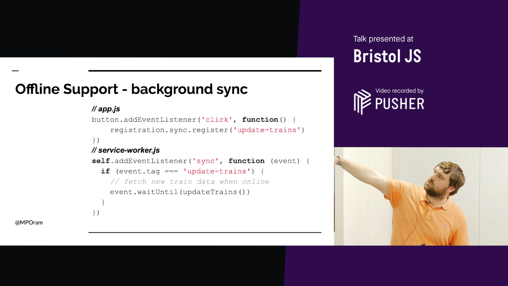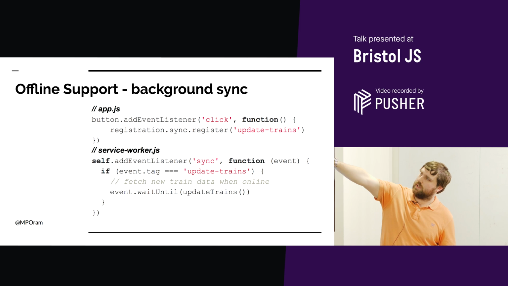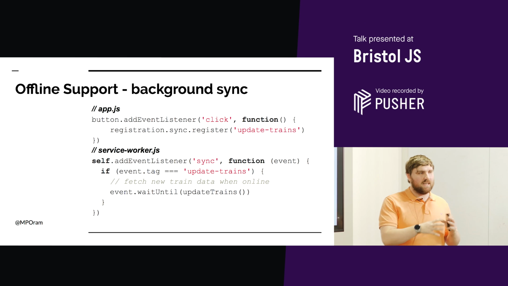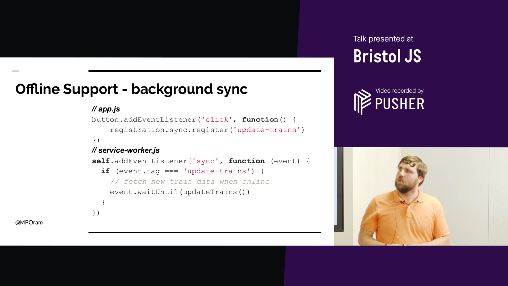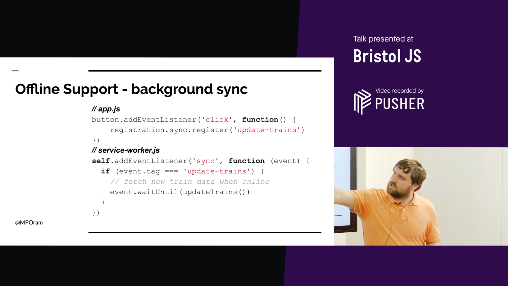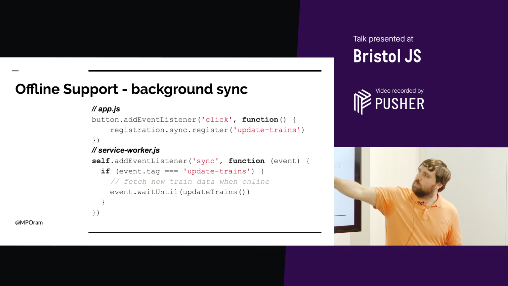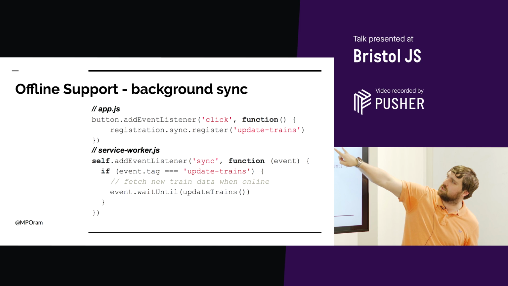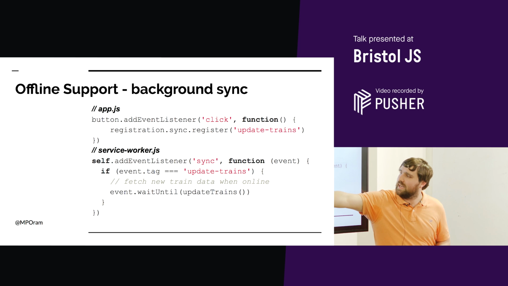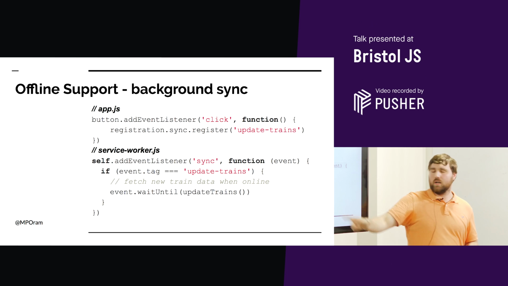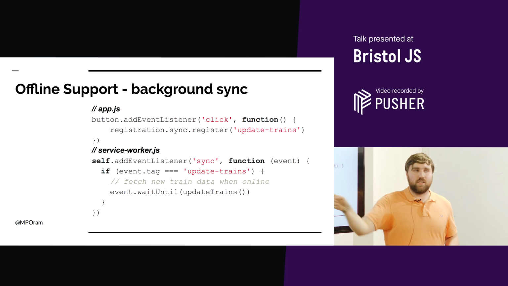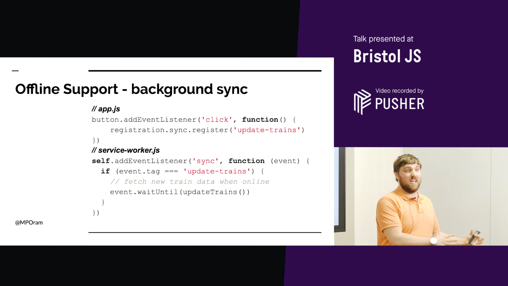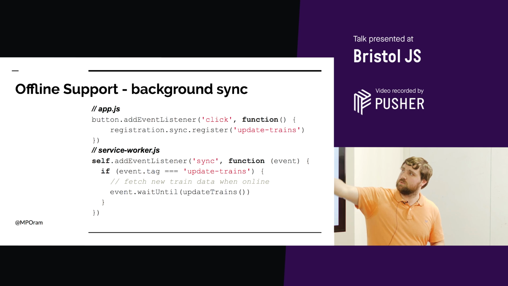Rather than just doing the fetch request straight in my app.js, what I'm doing is calling registration.sync.register, which registers a sync request with your service worker. So then in our service worker, we've got this event called sync, which will pick that up. We can hook into the event tag to see, is it the same as the thing that we've registered? And if it is, we can then use event.waitUntil and call the function. Now, this function is essentially the same front-end function that you've already written that was doing your fetch request. So you don't have to change that bit. You just call it from your service worker instead of your app.